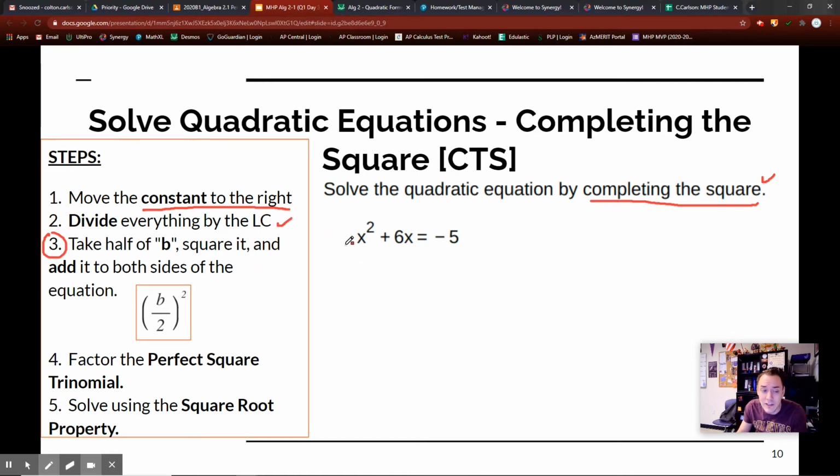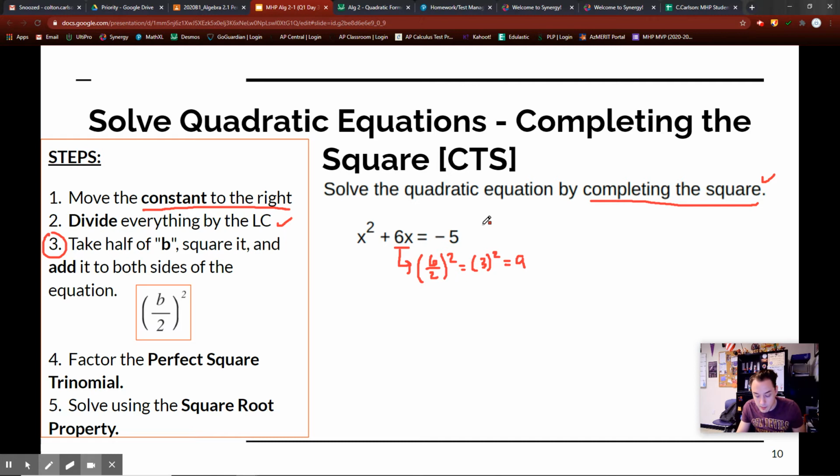Now I want to take half of b. So what's my b value here? Well, my b value is 6. So what's half of b? Half of b is 6 over 2, and then squared, which is 3 squared, which is 9.